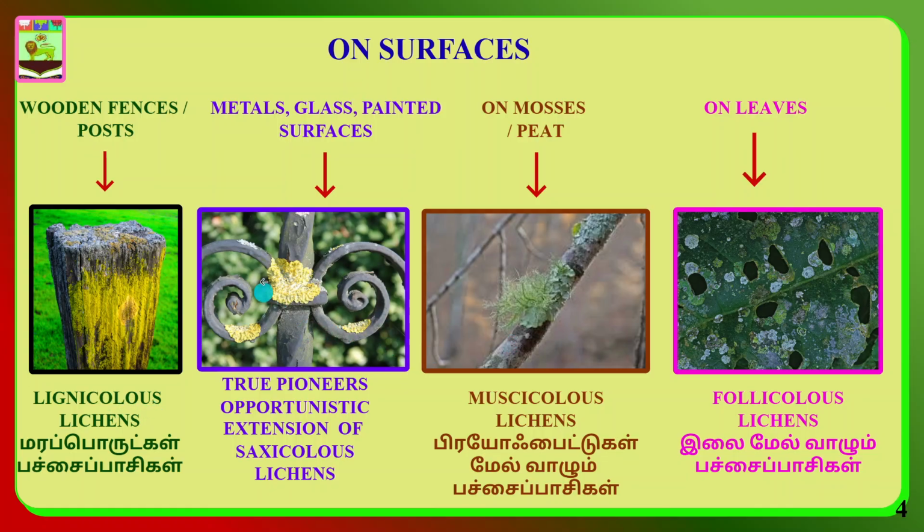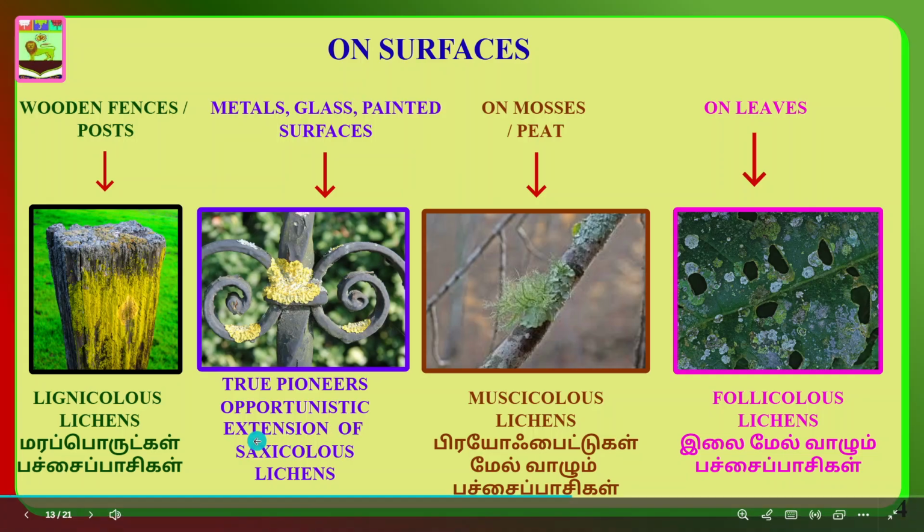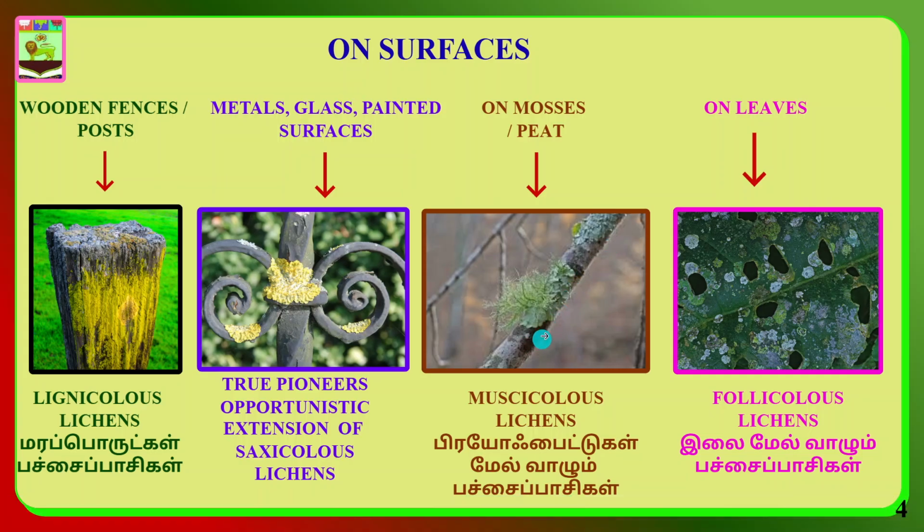And sometimes you can see in the metals and glasses or painted surfaces of the hilly region areas where you have these lichens present on these structures, which are representing the true pioneers, and they are truly opportunistic. They are extensions of saxicolous lichens. And you can see here you have a tree bark and you have mosses there, bryophytes are there. On the bryophytes also they can grow. So on mosses and peat, if they grow, then they are referred as musicolous lichens.